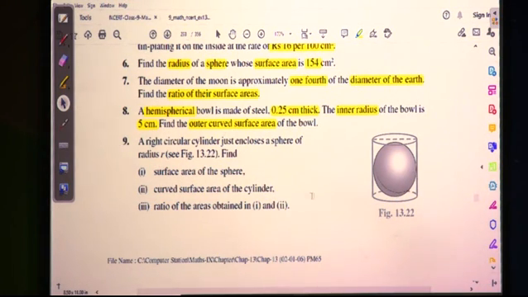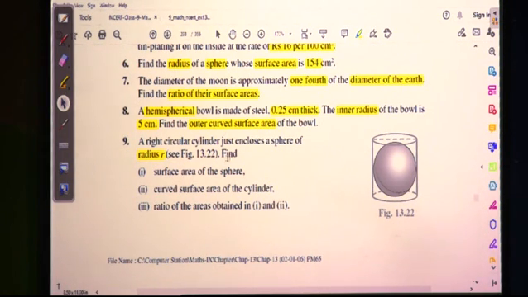So, the radius, obviously when the diameter is same, then the radius will become same. And what is the radius? A right circular cylinder just encloses a sphere of radius r. The sphere's radius is given. When it is just enclosing, it means it has been adjusted properly inside, so the diameter or the radius is matching.